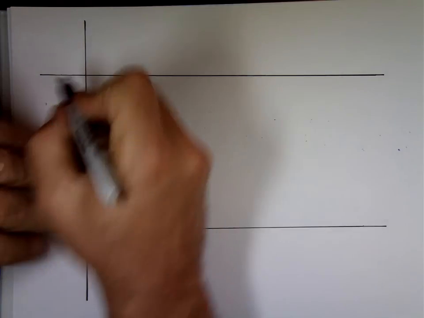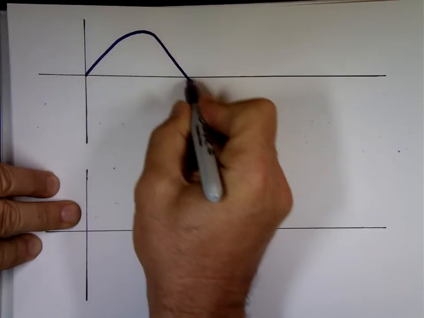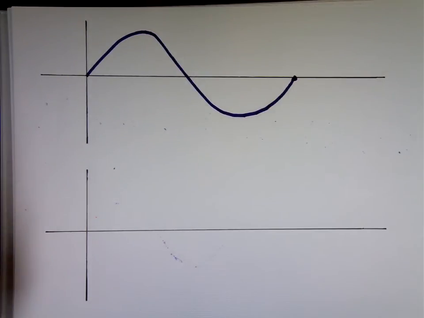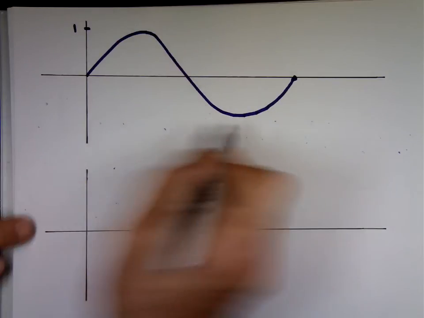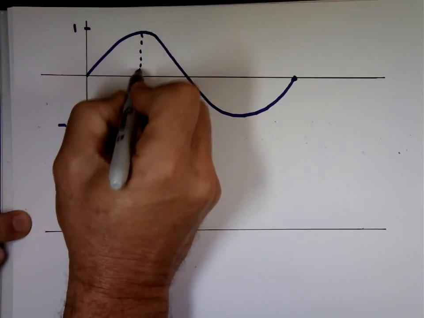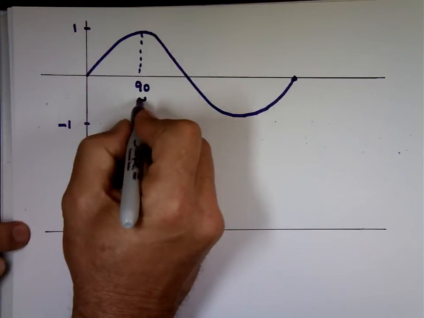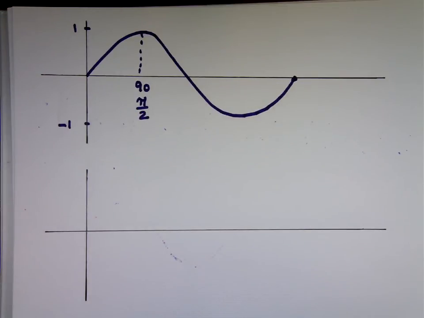So the sine of x looks like this. I'll make it a little bit bigger. That's the sine of x. The highest point is 1. The lowest point is what? Minus 1. The highest point happens when? 90 degrees, or in radian, that's pi over 2. When we're talking about the graph, we always talk about radian. Radian, that's pi over 2.